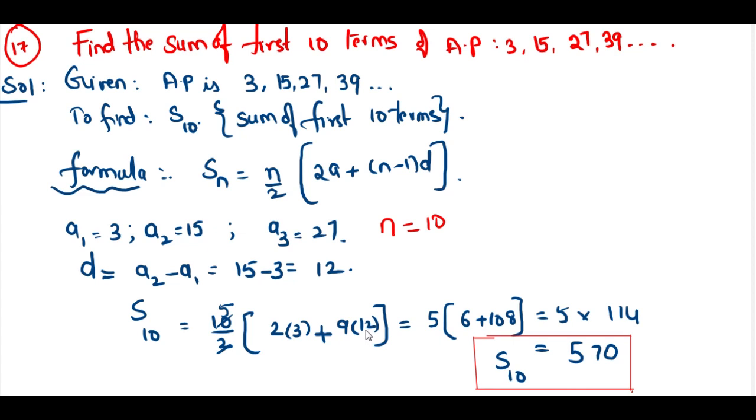So when we are solving an expression, a numerical expression, first you have to solve the things which are in the bracket. So 5 we are writing as it is. So 2 into 3 will give us 6 plus 9 into 12 will give us 108. So 5 into 108 plus 6 will give us 114. So when we multiply this 5 into 114, it will give us 570. That is, the sum of first 10 terms of this AP is 570.